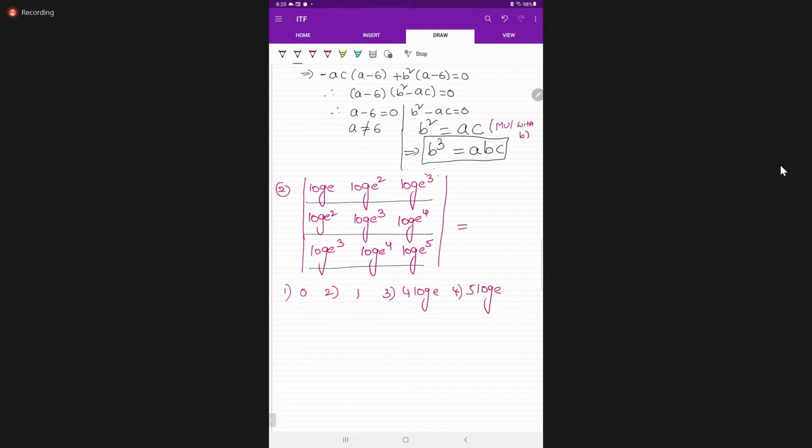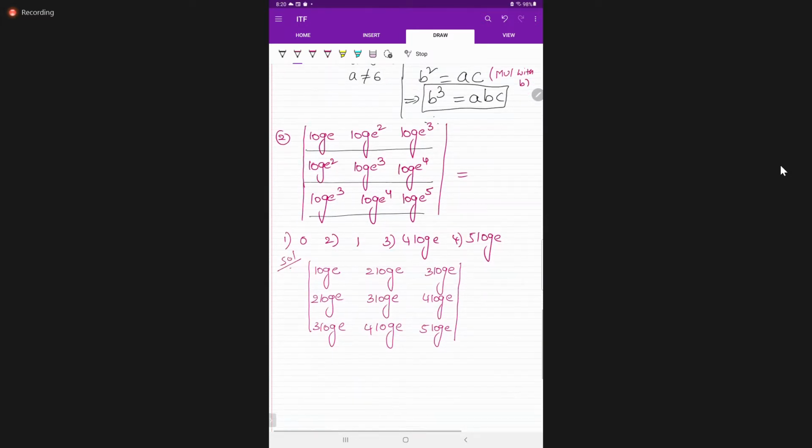First of all, do one thing. Log e square means you can write 2 into log e. Log e cube means 3 log e. We have a formula: log a power m is m into log a. Next, also 2 into log e, this is 3 into log e, this is 4 into log e, 3 into log e, 4 into log e, 5 into log e.